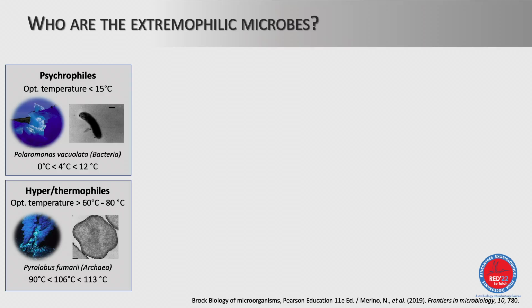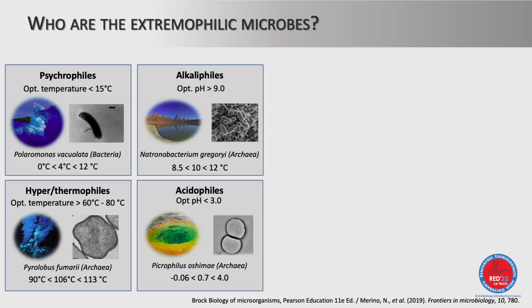So considering the temperature, we can find psychrophiles, the cold-loving microorganisms. They usually grow better at temperatures below 15 degrees C. And here is an example, Polaromonas vacuolata. It was isolated from Antarctica. At the other extreme, you have thermophiles and hyperthermophiles. They grow well between 60 and 80 degrees, and hyperthermophiles above 80 degrees C. Here's an example: Pyrolobus fumarii was isolated from deep sea vents.